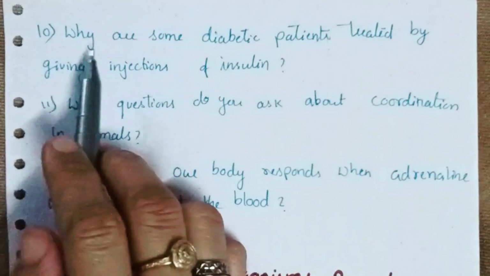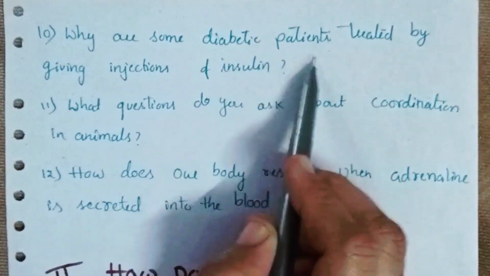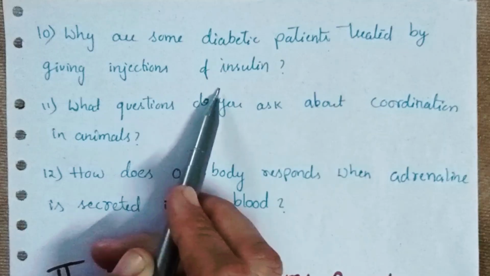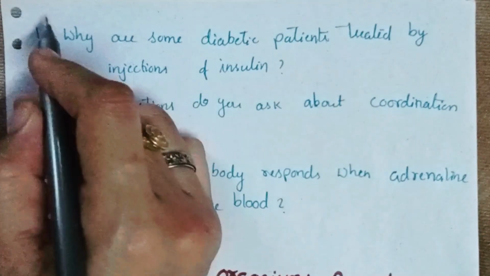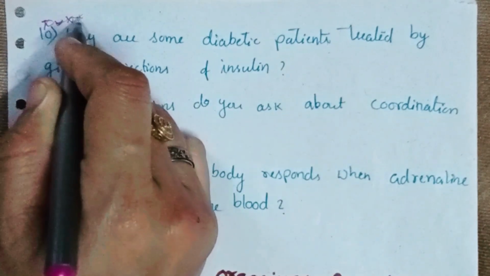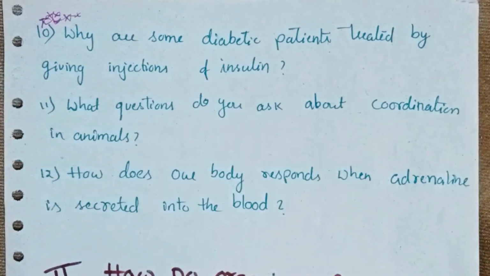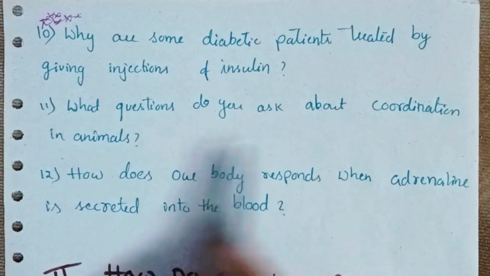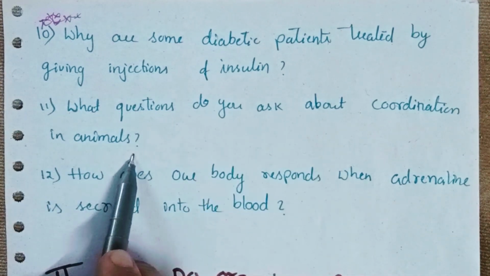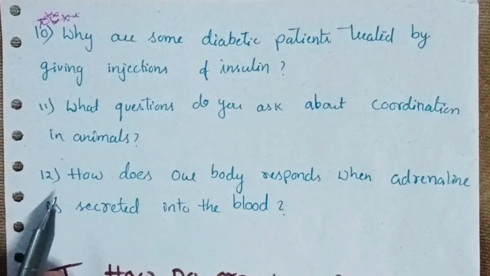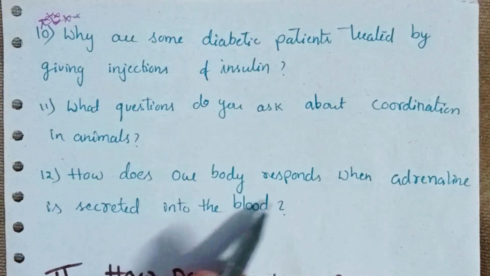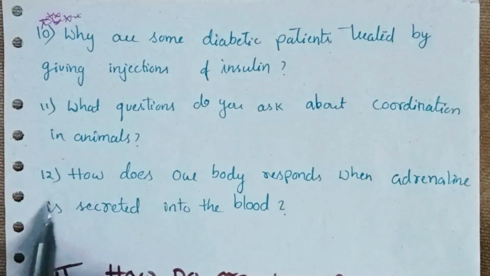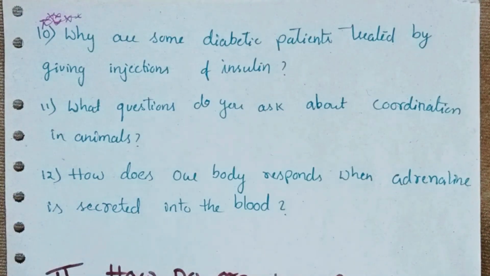Next, 10th question is, why are some diabetic patients treated by giving injections of insulin? Next, 11th question. What questions do you ask about coordination in animals? Next question. How does our body respond when adrenaline is secreted into the blood? These are the 12 questions for 2 marks.